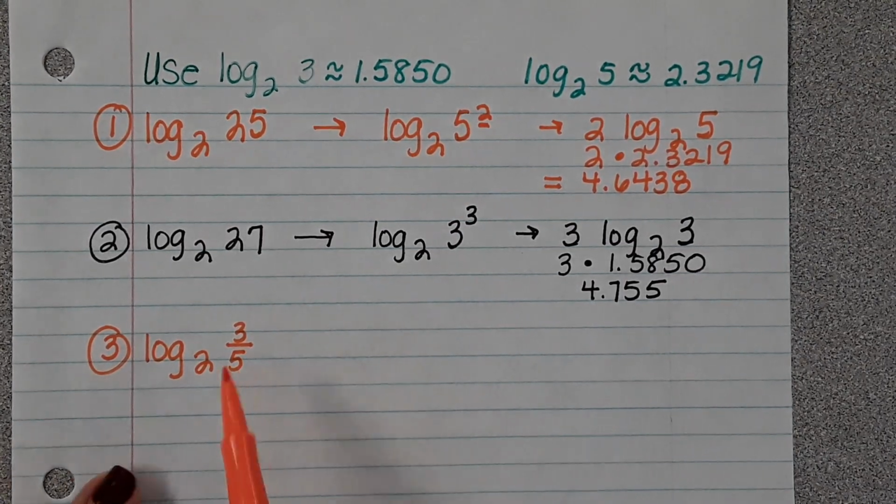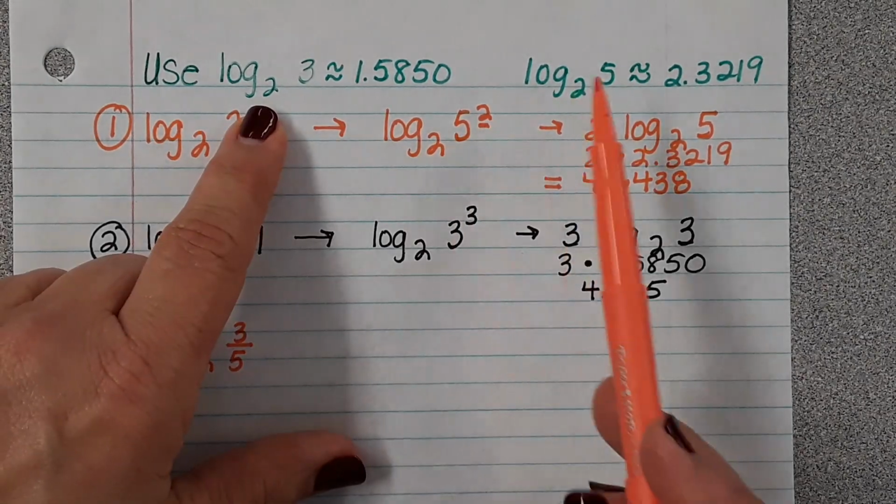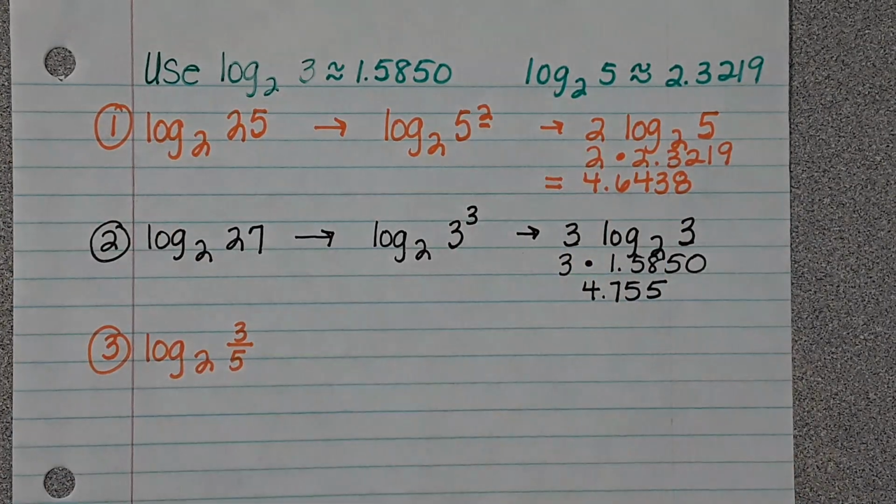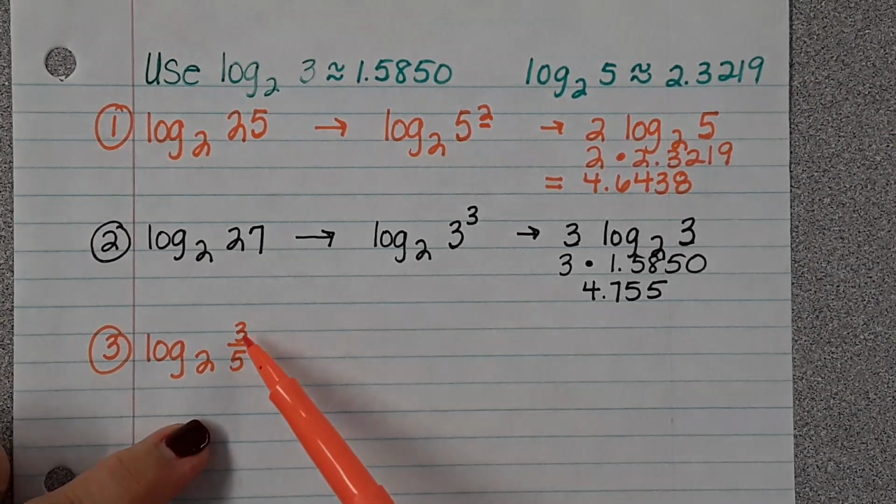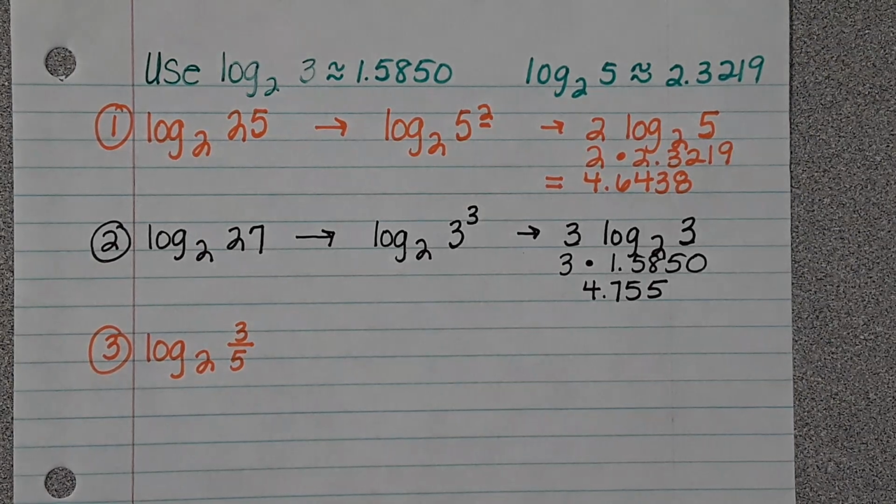You're never going to have log base 2 of 3 and log base 2 of 5, and all of a sudden I give you log base 7, because you can't do that. Maybe next unit, but right now you won't be able to do it. So this looks like a fraction, but a fraction is a division problem. So how do you rewrite a division problem? You write it as a subtraction.